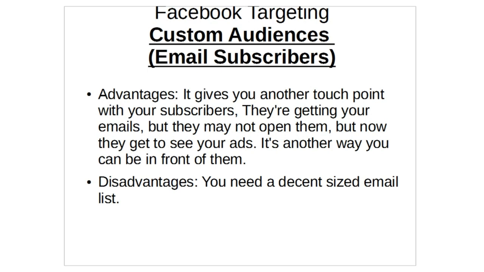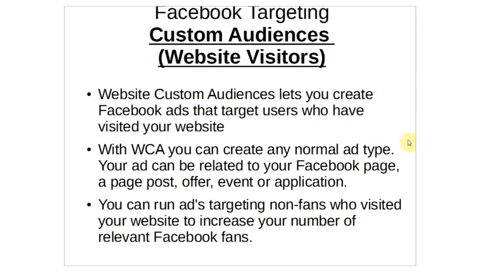The disadvantages to this type of targeting are you need a decent sized email list to begin with. The next type of custom audience that you can target is website visitors. So this is where custom audiences have been to your site. Website custom audiences, they've already been and visited your site. So you're targeting people who have come to your main website, been on it, and then gone onto their Facebook account. You would get a pixel from Facebook to allow you to track that.